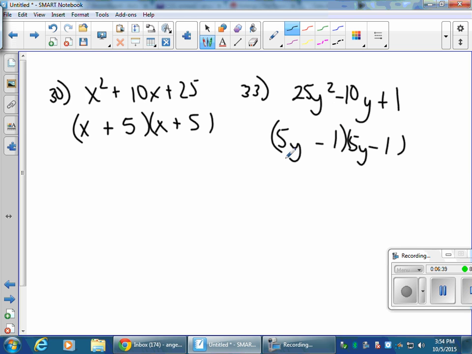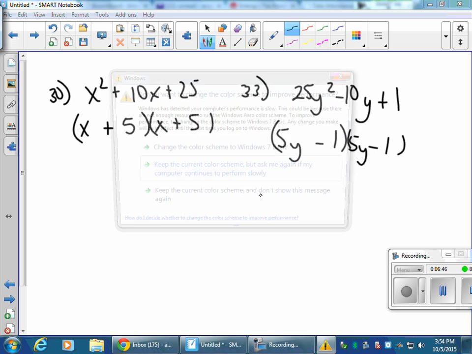5y times 5y is 25y squared. My outers would be minus 5y, and my inners would be minus 5y. That makes minus 10y. And then negative 1 times negative 1 is positive 1.